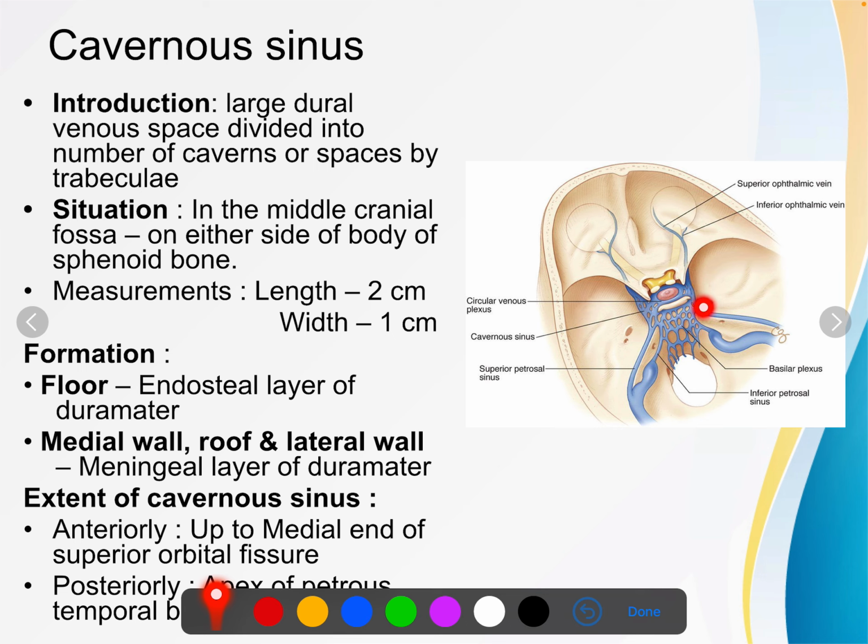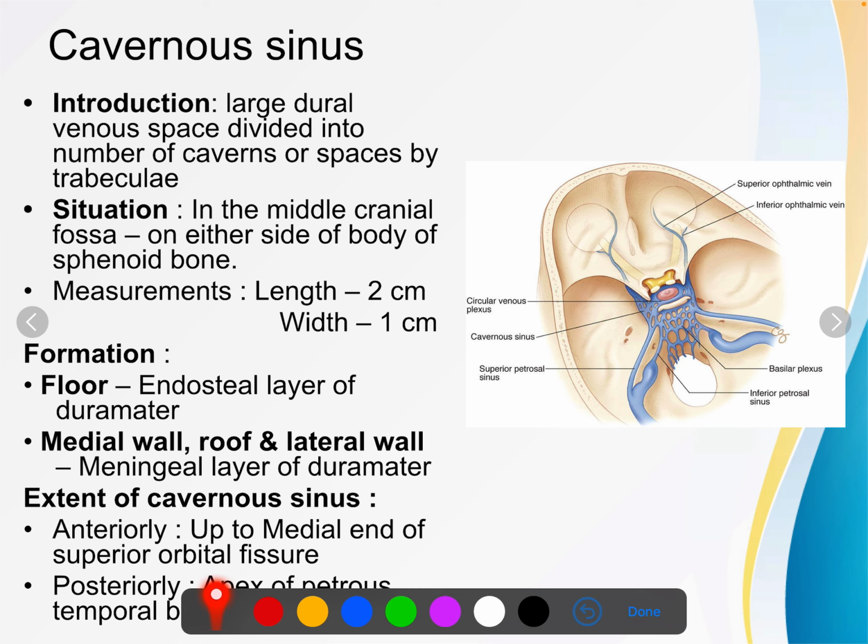The formation of the cavernous sinus. The floor is formed by the endosteal layer of the dura mater, and the roof, medial wall and lateral wall are formed by the meningeal layer of dura mater. The next one, the extension of the cavernous sinus. Anteriorly, it extends up to the superior orbital fissure and posteriorly up to the apex of the petrous part of temporal bone. That's all about the extension of the cavernous sinus.